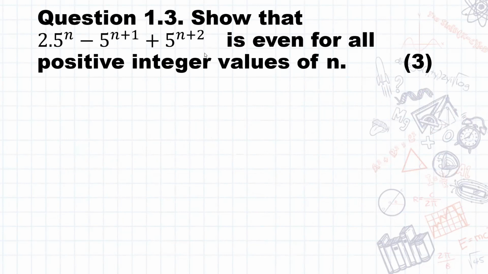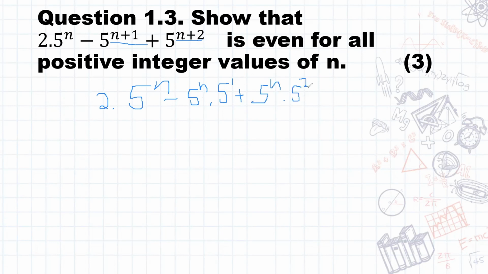Last question is about exponential equations. So it says, show that 2 times 5 to the n minus 5 to the n plus 1 plus 5 to the power of n plus 2 is even for all positive integers of n. So step 1 here is just to rewrite this by separating out your exponents. So we're going to have 2 times 5 to the n minus 5 to the n times 5 to the 1, or just 5, plus 5 to the n times 5 to the 2, right?